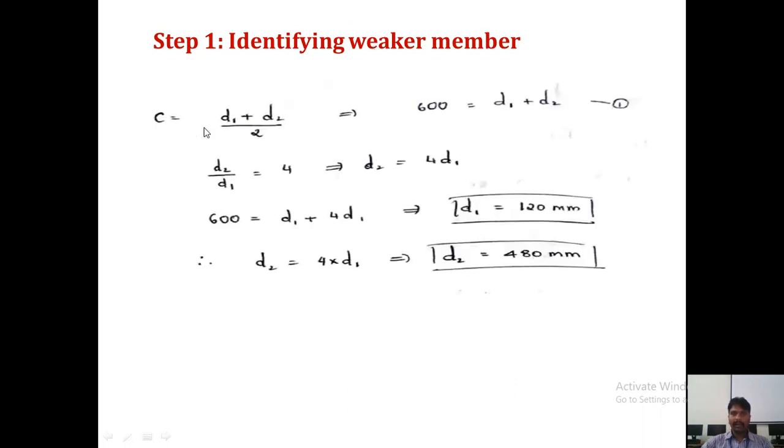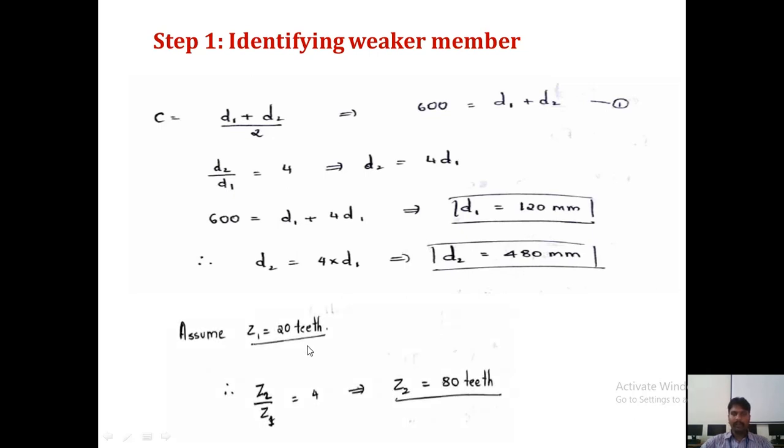To identify the weaker member, we know the center distance is given, which is by the equation (d1 plus d2) by 2. The center distance is 300, so 300 into 2 is 600, equal to d1 plus d2. But also we know that the speed reduction ratio is given by d2 by d1. The i is 4, d2 divided by d1, so d2 is 4 times d1. So d1 is equal to 120 mm and d2 is equal to 480 mm. So in this problem, the number of teeth is unknown.